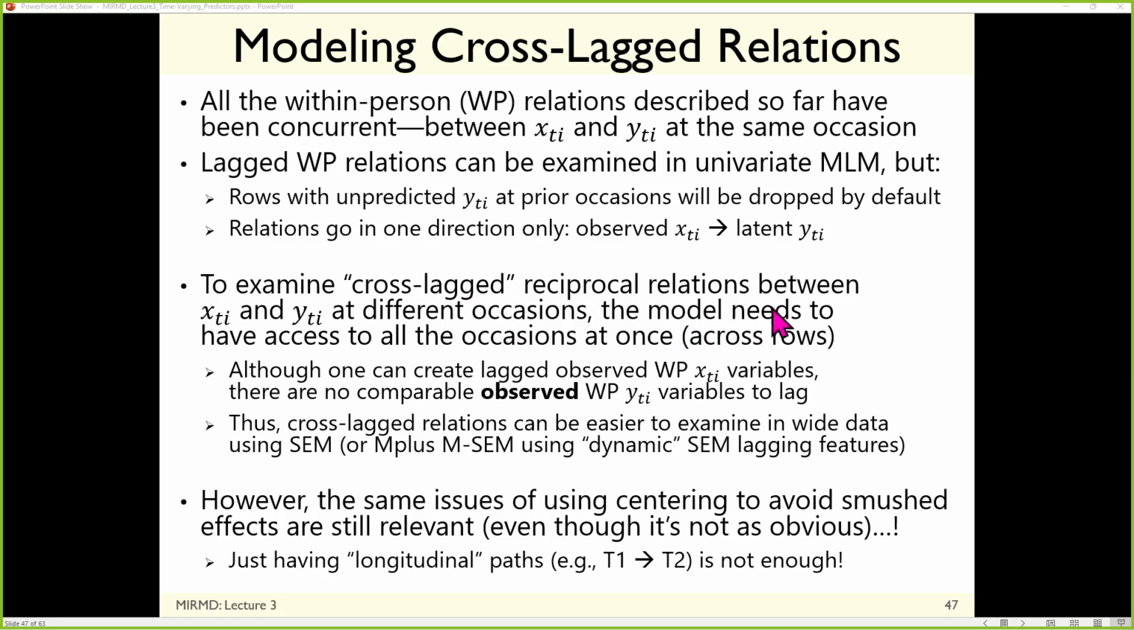So to be able to do that kind of bidirectional relationship, particularly for occasions that are not at the same time, the easiest way to set that up in software is to use structural equation modeling with wide data so that you have access to all the person's data on the same row. Then it's not just this occasion, this occasion, this occasion as separate rows. If they're all on the same row, then you can put whatever relationships you want across time.